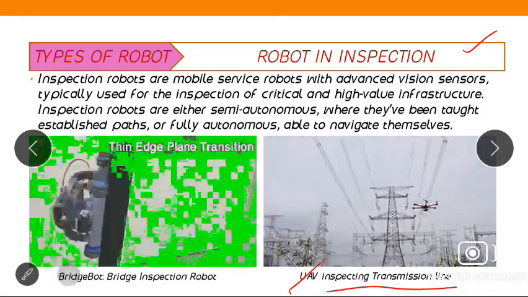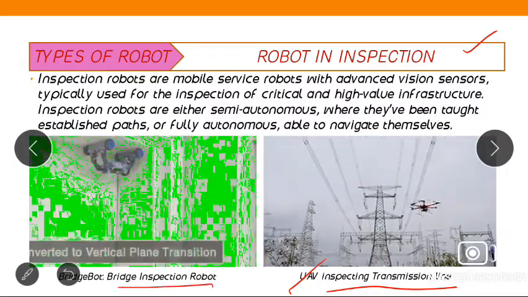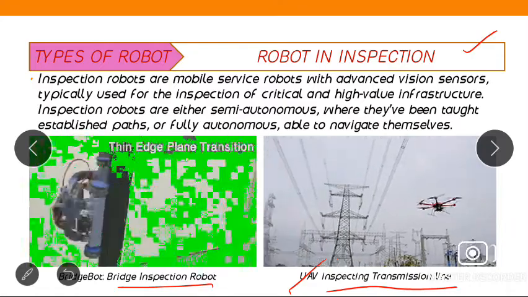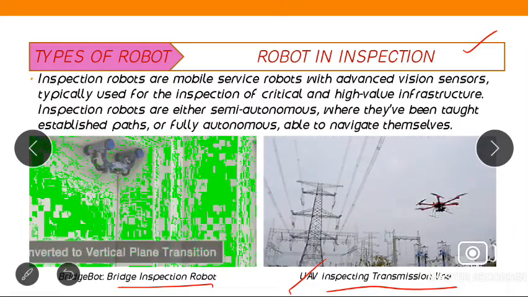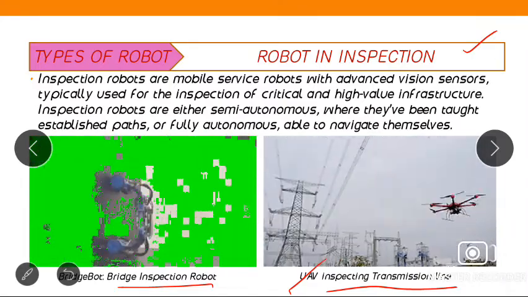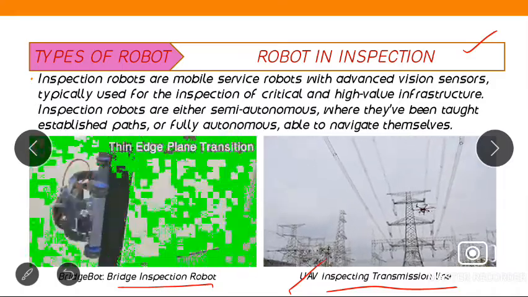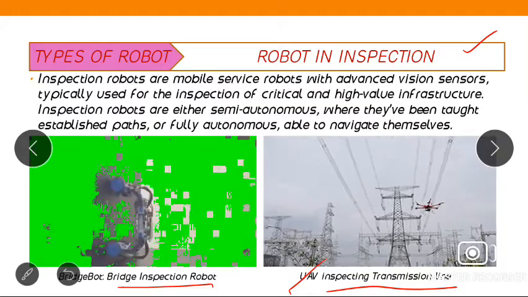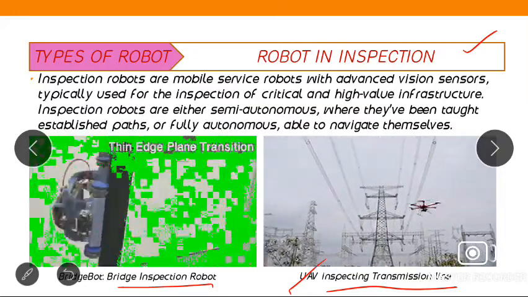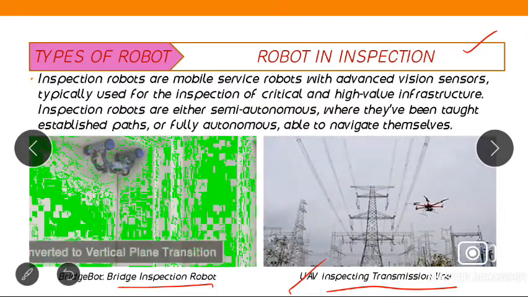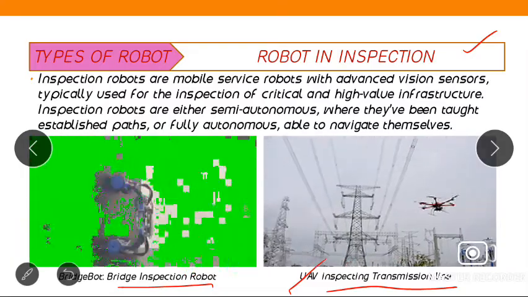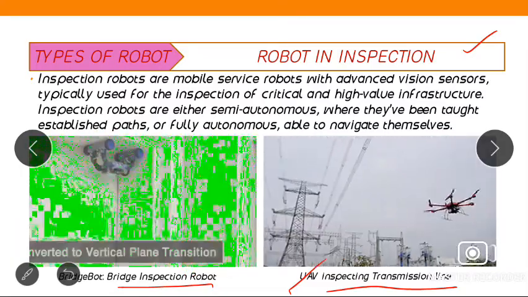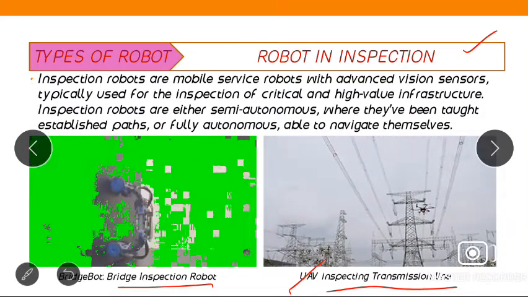And this is a bridge bot, for inspecting a bridge to check whether there is any kind of failure or crack. So this bridge bot can be useful. It can travel on any kind of surface, vertically, horizontally, or inclined, and it can automatically find faults. So for finding faults we can use this kind of robot in inspection work. They have sensors and they can detect problems.